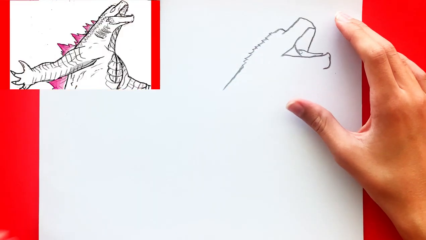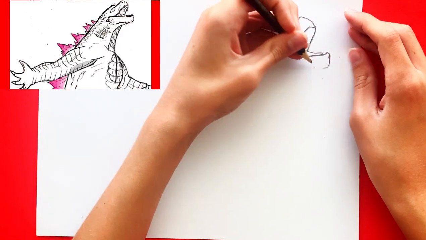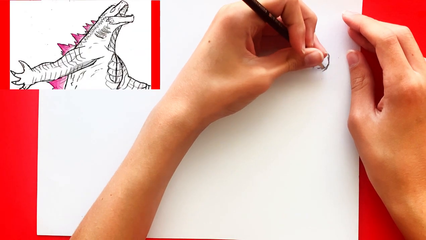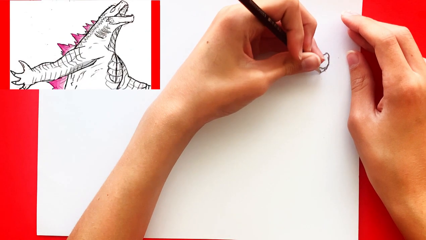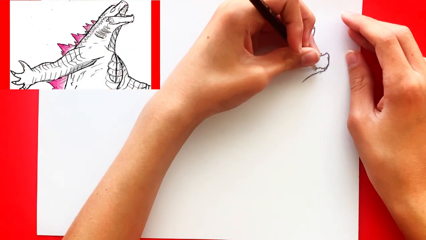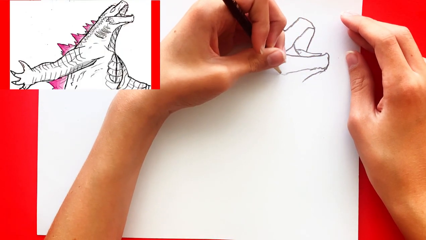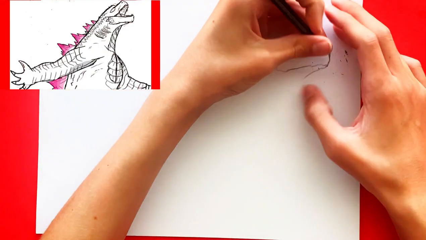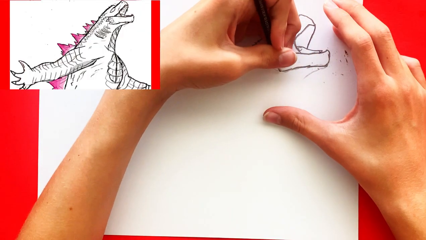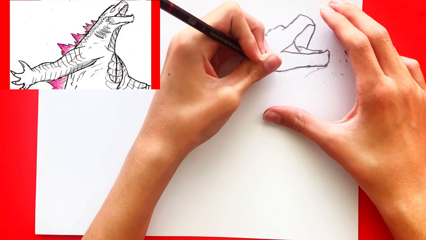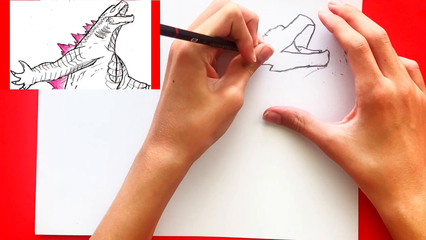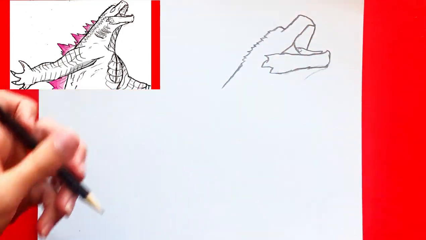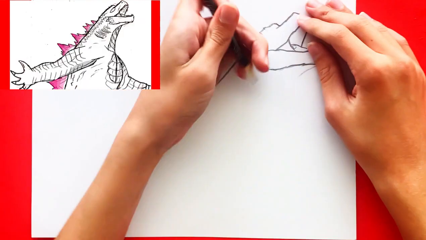So also, if you want to make the bottom of his jaw more realistic, I guess we can do this. You can make it that. So wait, no, I don't want to do that. So I guess I'm just gonna bring it up like this. And those spikes are just gonna be right there.